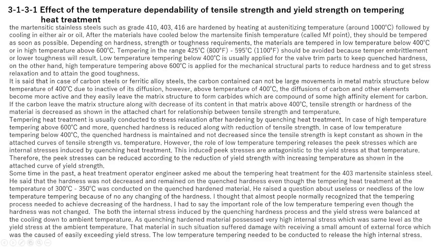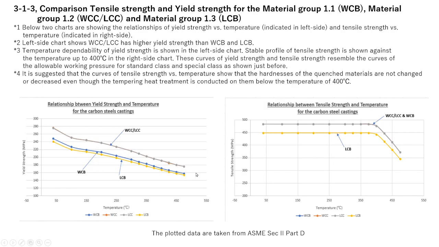So the tensile strength is stable here. However, the role of low temperature tempering is to release the peak stresses, which are internal stresses induced by the quenching heat treatment. These induced peak stresses are antagonistic to the yield stress at that temperature. Therefore, the peak stresses can be reduced according to the reduction of the yield strength with increasing temperature, as shown in the attached curve of yield strength.